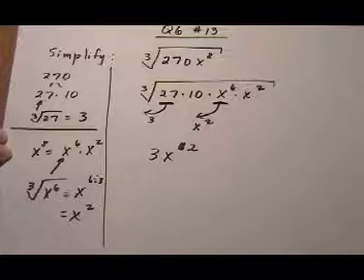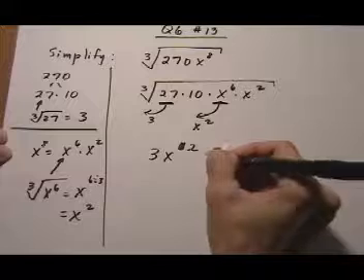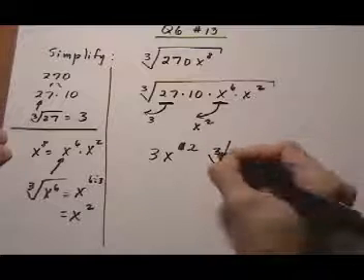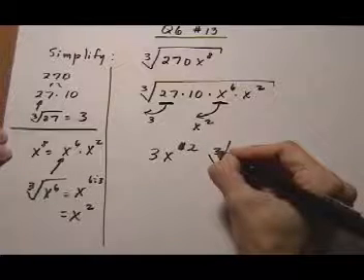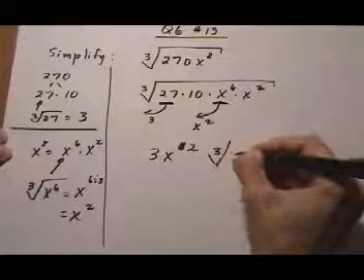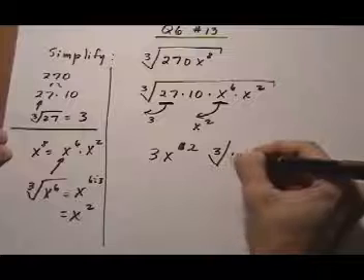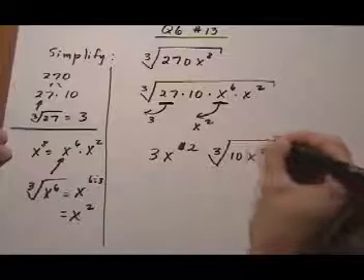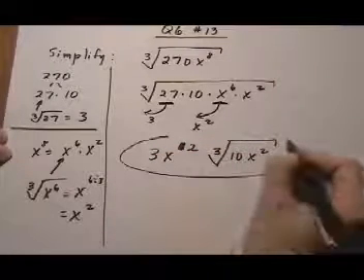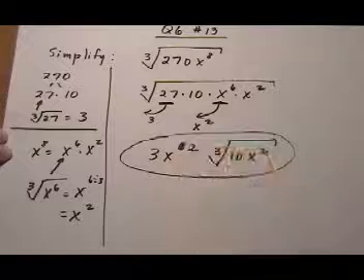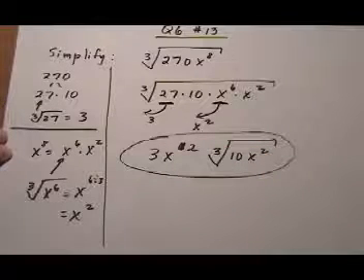And then the leftovers get rewritten on the inside. Cube root. And remember that little cube there, because it's going to be a wrong answer in my math lab if you don't put the cube root symbol. The leftovers are 10 and x squared. And that would be our answer, 3x squared, cube root of 10x squared.